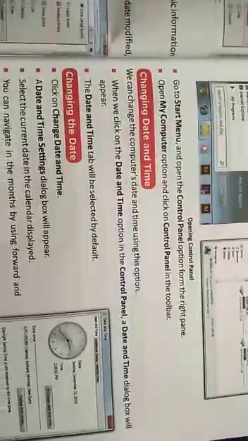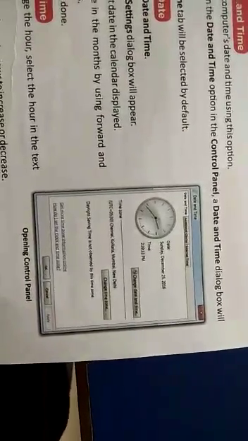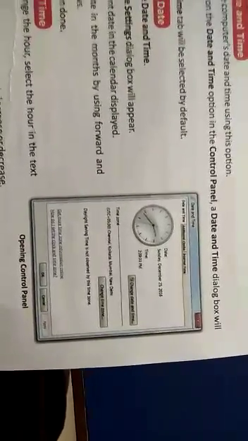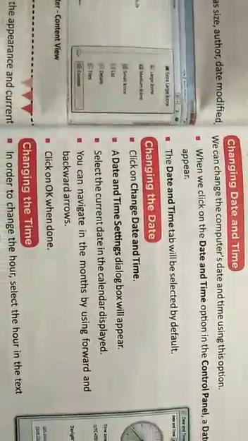The date and time tab will be selected by default. You can see this sort of dialog box will appear when you open the control panel and select date and time. Now, how are you going to change the date? Click on change date and time. See, this option is there, click change date and time.